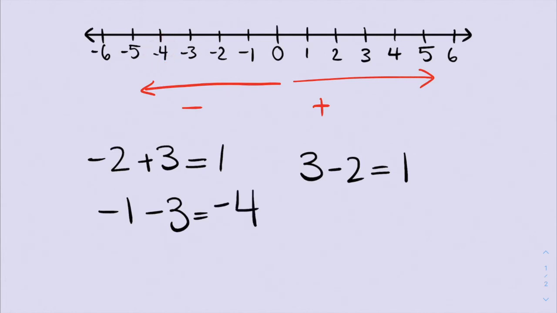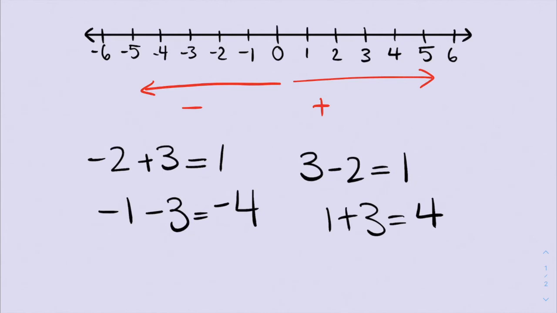For our next one, we're going to start at positive 1, and we're going to add 3. So we start at 1 on our number line, and we add 3, so we're going to the right, and we end up at 4.